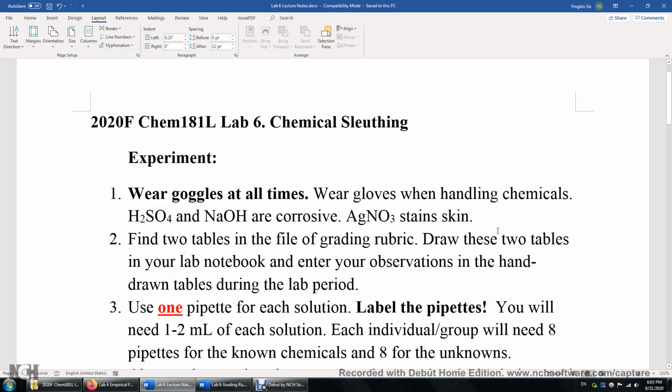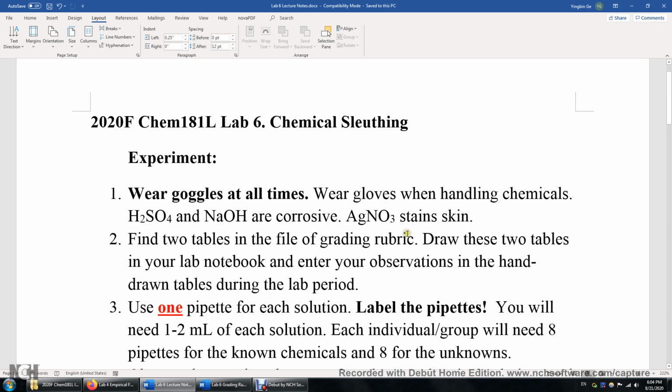This is a pre-lab lecture on chemical sleuthing. In this lab, you will be given 8 known chemicals and 8 unknown chemicals. You will mix the 8 known chemicals and conduct 28 reactions. You will record your observations, and then you will react the unknown chemicals, also observe and record. You will eventually be able to identify the 8 unknown chemicals solely based on your observations.